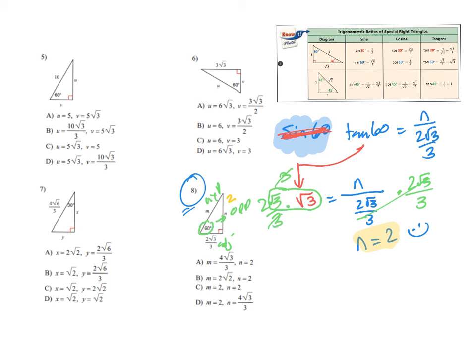for my opposite. And then for m, we just need the hypotenuse. So we can do sine for this one. That's what I started to do before things got weird. Let's put that over here. Sine of 60 is going to equal opposite, which is 2, over m, which is the hypotenuse. Opposite over hypotenuse. Sine of 60, off my chart, is square root of 3 over 2.